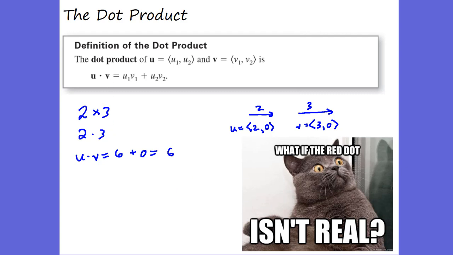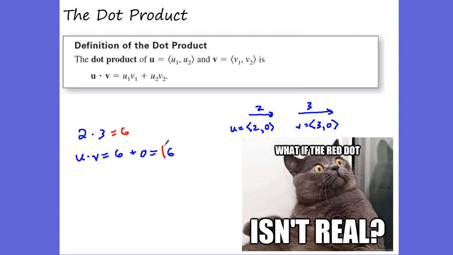They should not have been doing the x. They should have been doing the dot all along. Because what's happening here is we were really just taking a look at the vectors in the x direction when they did 2 times 3. They were not looking at any y direction here. Now, if there's a y direction in the component, it actually adds into that value.